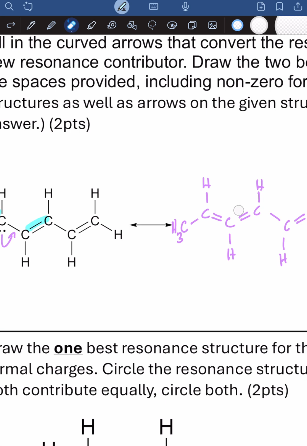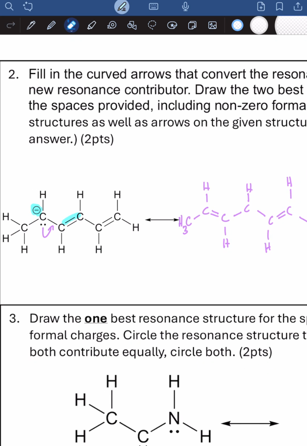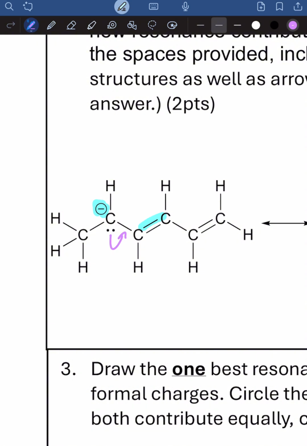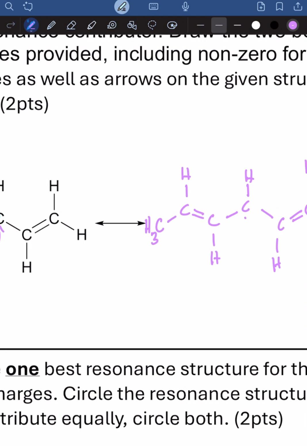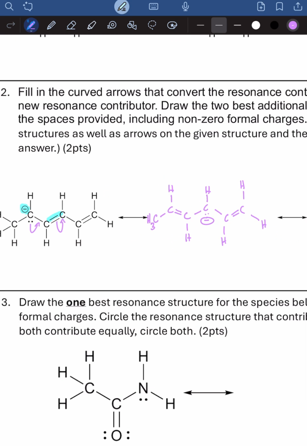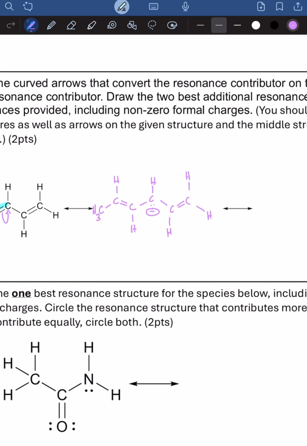We're going to get rid of this pair of electrons, and then back on our first structure, the double bond electrons have to go somewhere, or else this carbon is going to have too many bonds. So then these ones will swing over and go into this carbon. And then everything is good. Our charge is the same, and we don't have any carbons with more than 4 bonds.